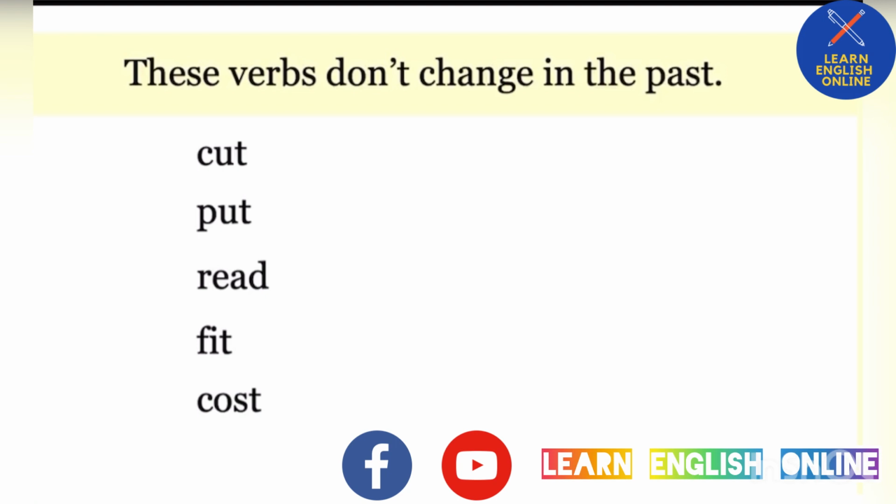These verbs don't change in the past: cut, cut; put, put; read, read. Now look, the spelling is the same, but the pronunciation is different. Read in the present and read in the past sounds like the color red. Read, read. Fit, fit. Cost, cost.